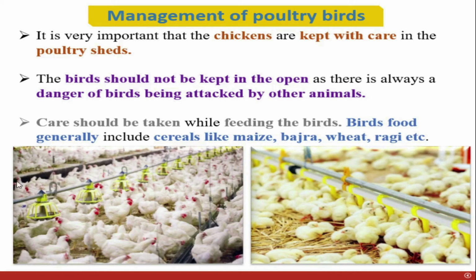Care should be taken while feeding the birds. Whenever giving food, we have to be very careful. What kind of food can we give birds? Food generally cereals like maize, bajra, wheat, ragi. These are all suitable foods for them.